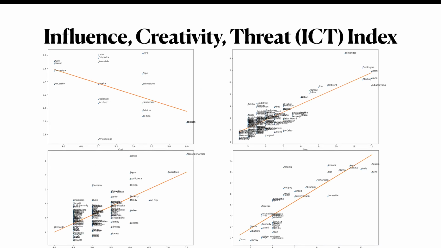So then moving on to this influence, creativity, threat index. This is a metric that FPL uses to work out how influential a player is on the match. So it's really interesting to see that for most of the positions that people play in, the higher they cost, the more influence they have on the match. But for goalkeepers, it seems to be the other way.